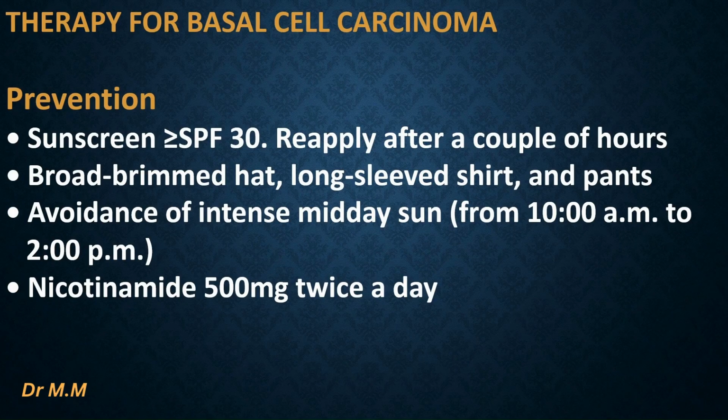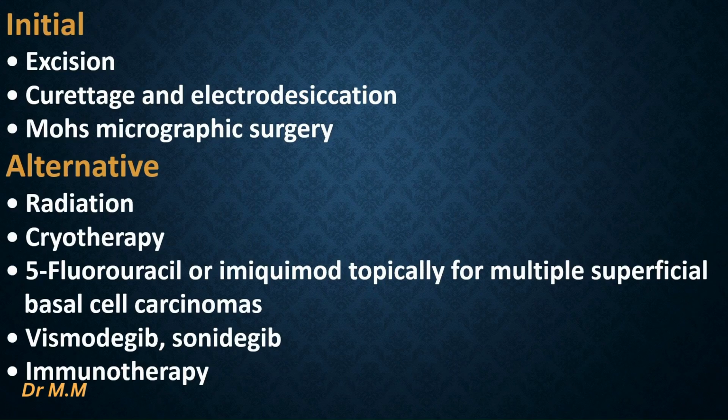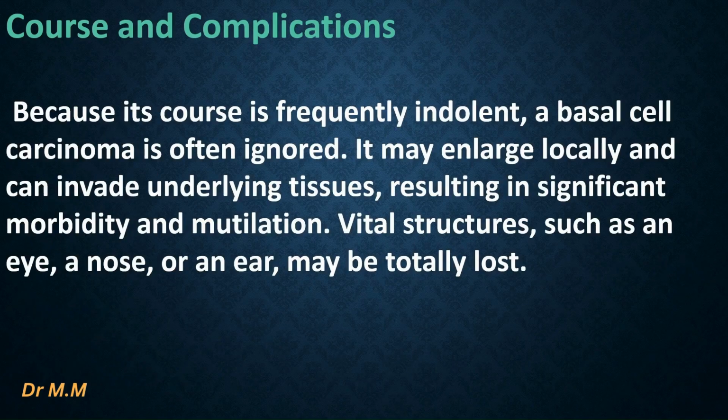Prevention: sunscreen with SPF 30 or greater, reapplied after a couple of hours, a broad-brimmed hat, long-sleeved shirt and pants, and avoidance of intense midday sun from 10 a.m. to 2 p.m., and nicotinamide 500 mg twice a day. Initial therapy includes excision, curettage and electrodesiccation, and Mohs micrographic surgery. Alternative therapy includes radiation, cryotherapy, 5-fluorouracil or imiquimod topical for multiple superficial basal cell carcinomas, vismodegib and sonidegib, and immunotherapy.